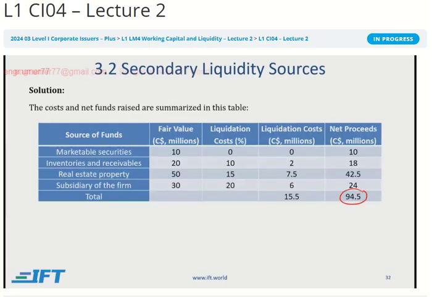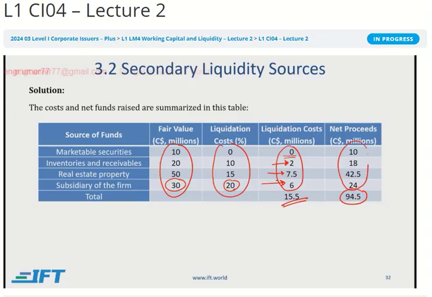So hopefully you were able to get 94.5, because from all these assets, given the amount of money that you will lose in liquidation, this is that money in dollar terms. 0% of 10 is 0, of course. 10% of 20 is 2, 15% of 50 is 7.5, and 20% of 30 is 6. So that is the amount of money you're going to lose, and this is the amount of money you will be able to recover, and the total of that is 94.5.